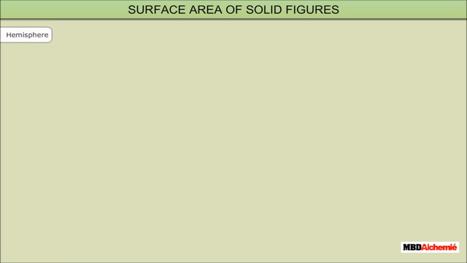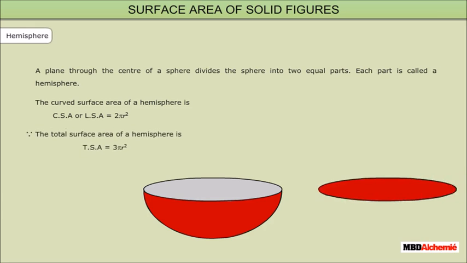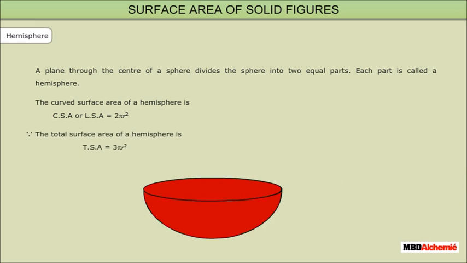Hemisphere. A plane through the center of a sphere divides the sphere into two equal parts. Each part is called a hemisphere. The curved surface area of a hemisphere, CSA or LSA, is equal to 2 pi r square. The total surface area of a hemisphere, TSA, is equal to 3 pi r square.